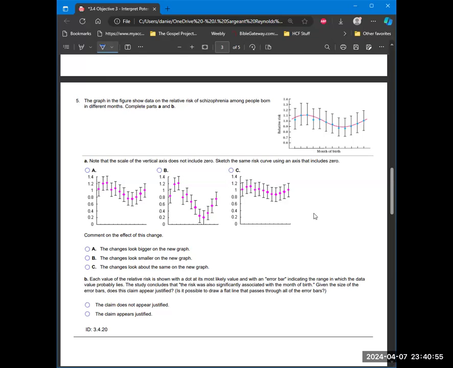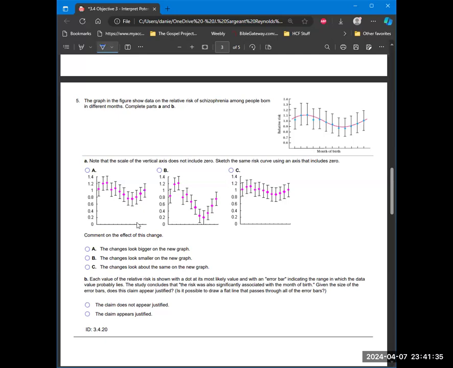Then we can kind of see the trend here. But the closer these bars are to the point estimate, that's the pink dot, the less error we have in our measurement. So I shouldn't say the more confident we are, but the less error we have in our measurement. So let's go ahead and answer these questions here.